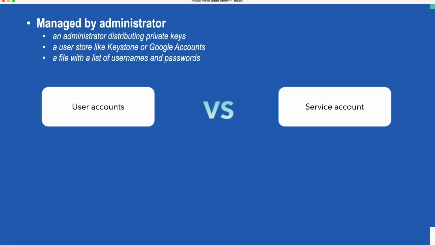User accounts are managed by an administrator. An administrator can distribute private keys, or store them in a keystone or Google accounts, or create a file with a list of usernames and passwords. But the service account is managed by the Kubernetes API and is stored as a secret in Kubernetes. So service accounts are created by the Kubernetes API, but users cannot create them by the cluster or by an API call.